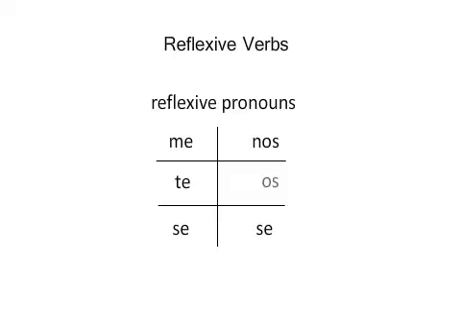Notice that our reflexive pronouns on the 3rd row of the verb chart are identical to each other. That's not a mistake. So we have me, te, se, nos, os, and se. Again, pause the video, write these down in your notes, and then we'll move on to the next part.